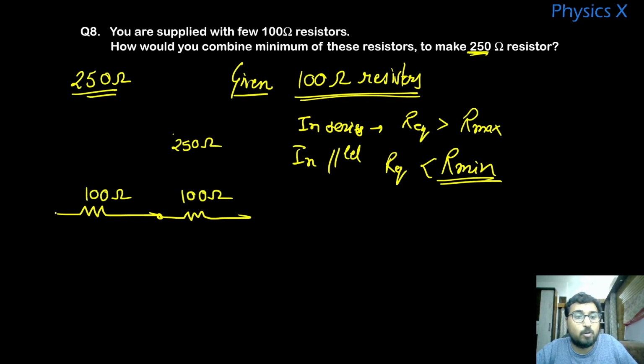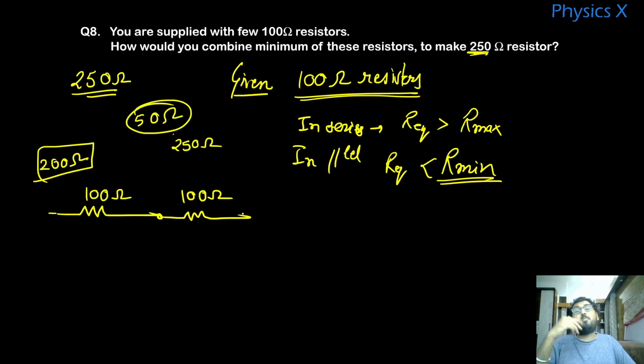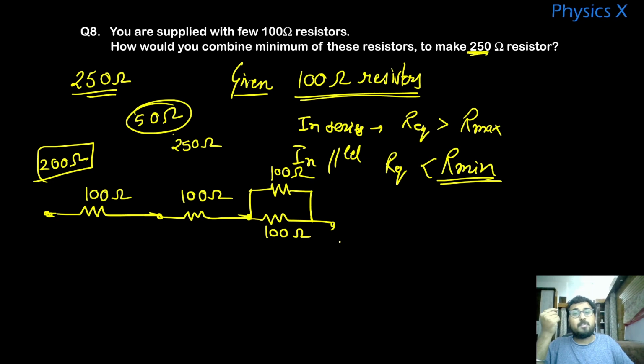So what I have got till now is 200 ohm as the series combination. What do I want more? I want 50 ohm more, but I can only use 100 ohm resistors. If I connect another 100 ohm in series, it becomes 300 ohm. But suppose I connect another 100 ohm like this. Now see the combination: this becomes 100 plus 100 plus this.